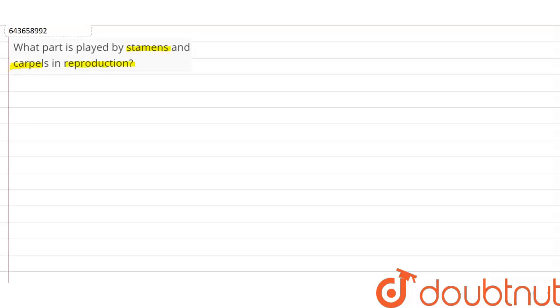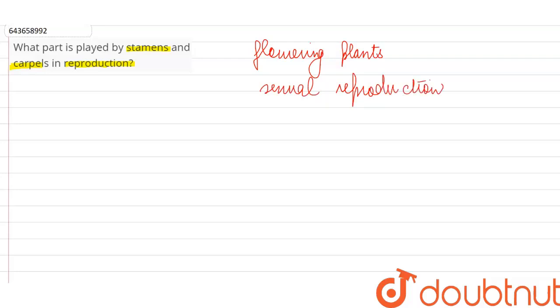In this question, they're asking what part the stamen and carpel are going to play in reproduction. So we all know that in our flowering plants, the process of sexual reproduction is completed with the help of a structure known as the flower, and this can be called a unit of sexual reproduction because the reproductive structures of the plant, the sex organs, will be found in this flower.